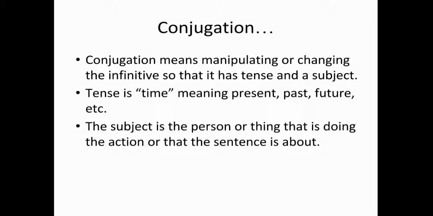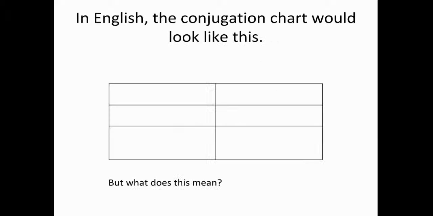Now we have to talk about conjugation. Conjugation means manipulating or changing the infinitive so that it has tense and a subject. Tense is time, for example, present, past, future, etc. The subject is the person or thing that is doing the action or that the sentence is about. In English, the conjugation chart would look like this. But what does this mean?